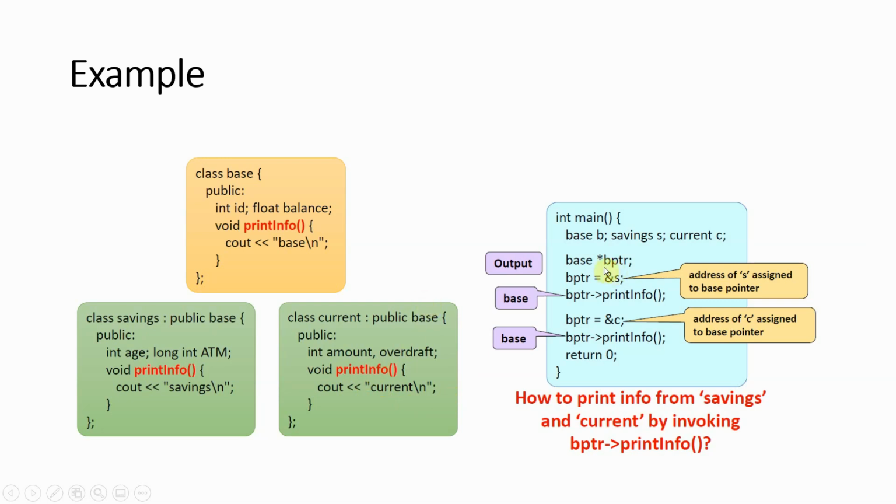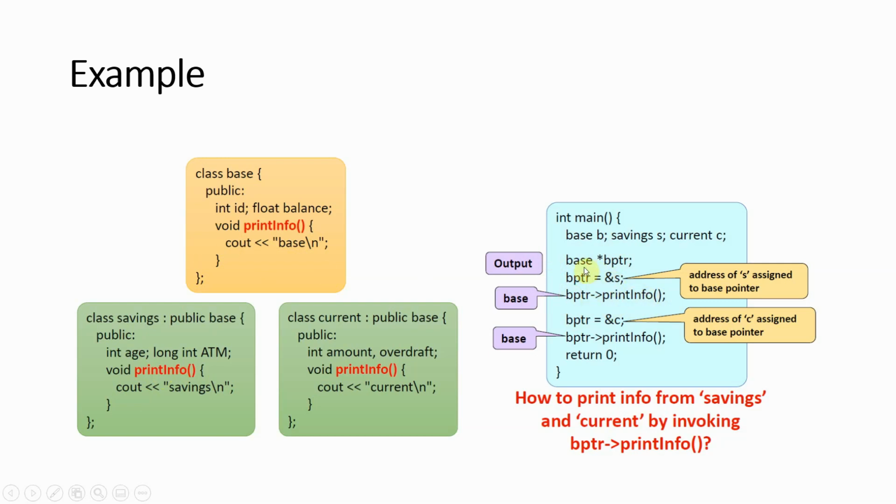Now let's look at this. Base star bptr, bptr is pointing to s, bptr is assigned the address of s. Now we say bptr arrow print_info. bptr is a pointer pointing to a savings object. But when I use the bptr to call the print_info, because bptr is a base asterisk kind of variable, it's gonna call the print_info function of the class base. It's not gonna call this one, it's gonna call this one. This is called early binding.